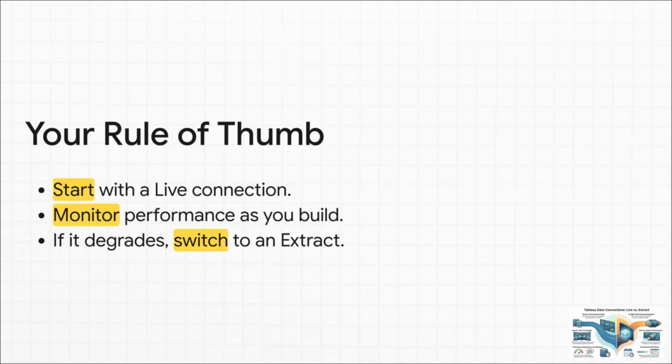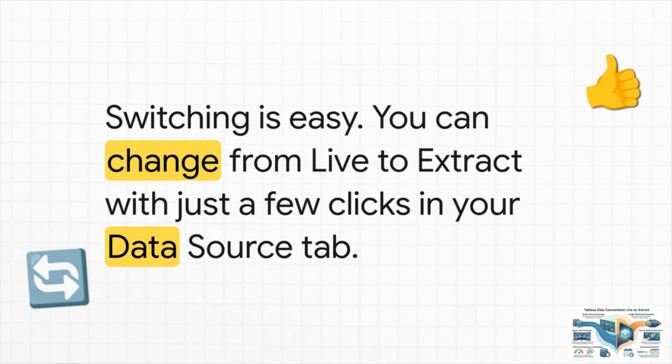Then, as you build your dashboard, as you add more sheets, more filters, more complex stuff, just keep an eye on performance. Is it getting sluggish? If you start to feel that lag, that's your signal. That is when you switch to an extract, not before. And the best part? This isn't some permanent, locked-in decision you have to stress over. Switching between live and extract is literally just a couple of clicks on your data source screen. It's so easy to flip back and forth, so you can and you should adapt as your project grows and changes over time.